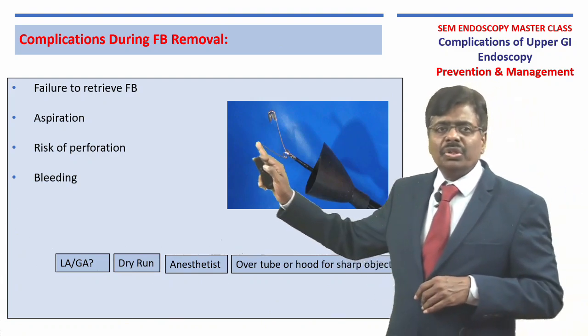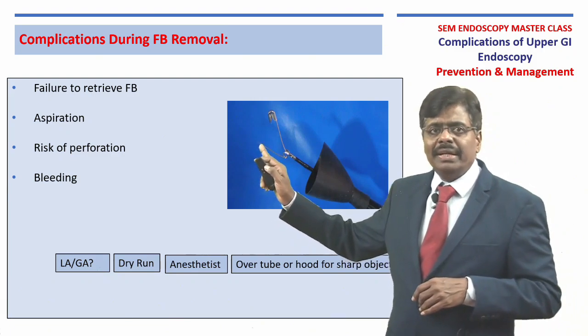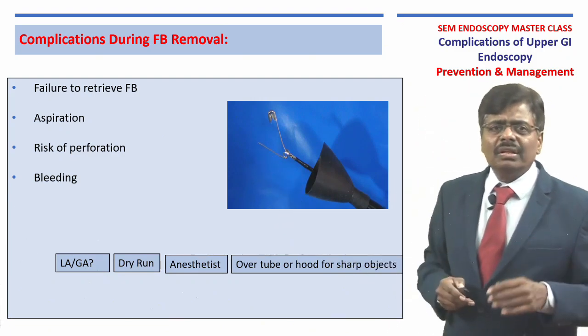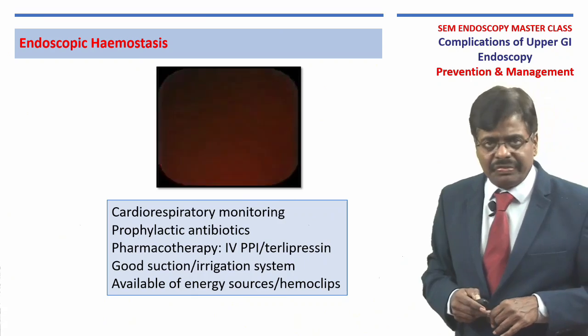If at all you remove a short foreign body, the sharp end should be trailing, it should not be leading. So, these are all the few things to avoid any catastrophe.